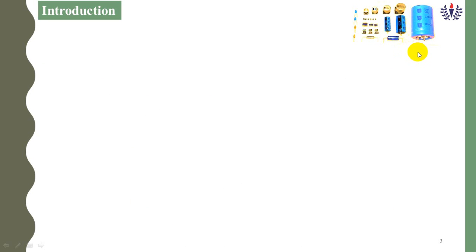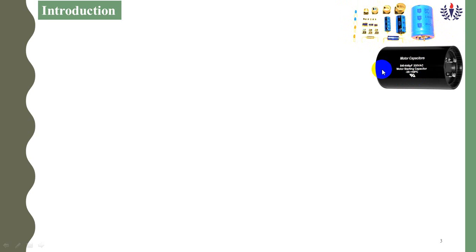The basic introduction. You see the picture. What does it denote, what does it mean? These are passive components, right? They are capacitors, and they come in different ratings. This big one is 100 microfarad. Based upon the specification, the size of the capacitor will be decided. This is a motor capacitor, which will be used in the motor.